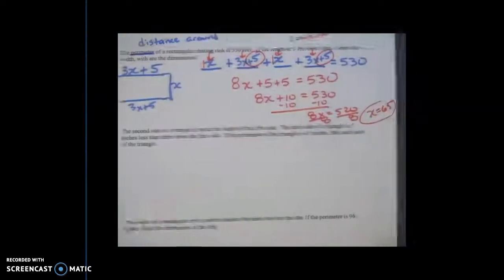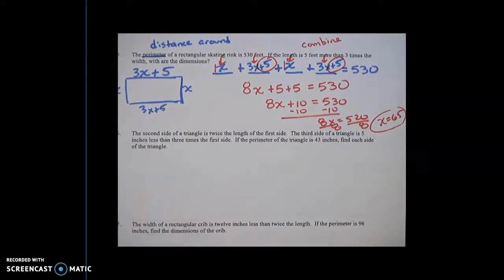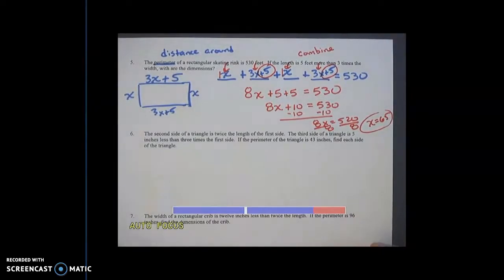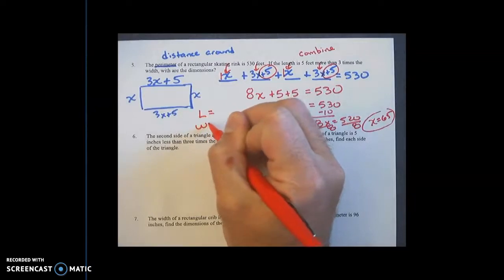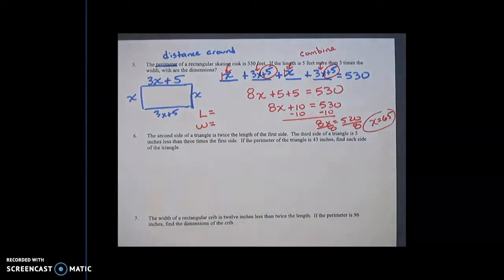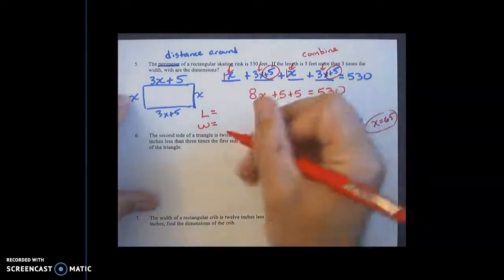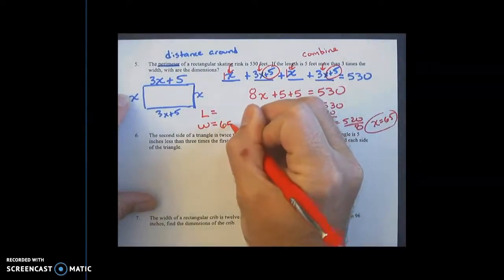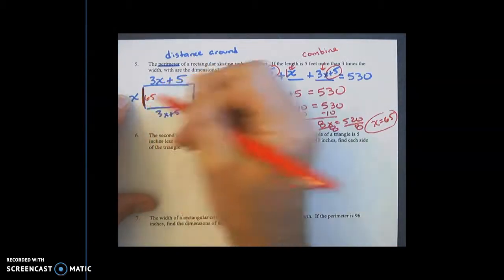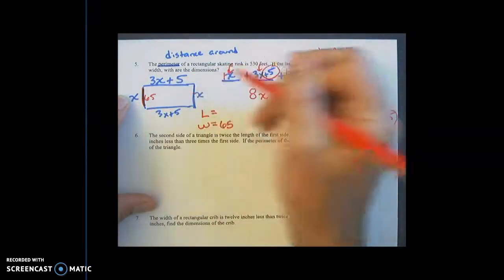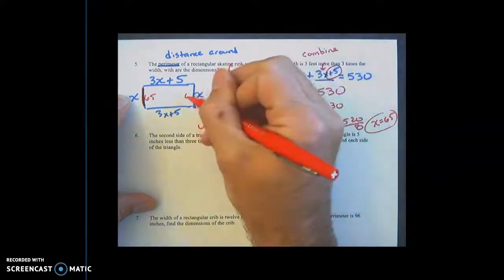Now, if it just asked us what x was, then we would be all set. But it says what are the dimensions. So we need to know the length and the width. So our final answer has to say what's the length and the width. And so in this one, the 65, the x, that stood for the width. So we just know that this is 65. So if I thought about that, I know the width of the ice arena or skating rink is 65.